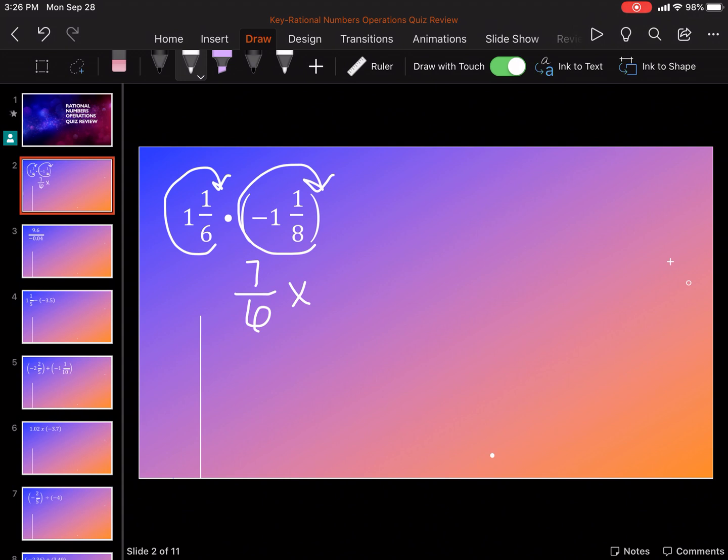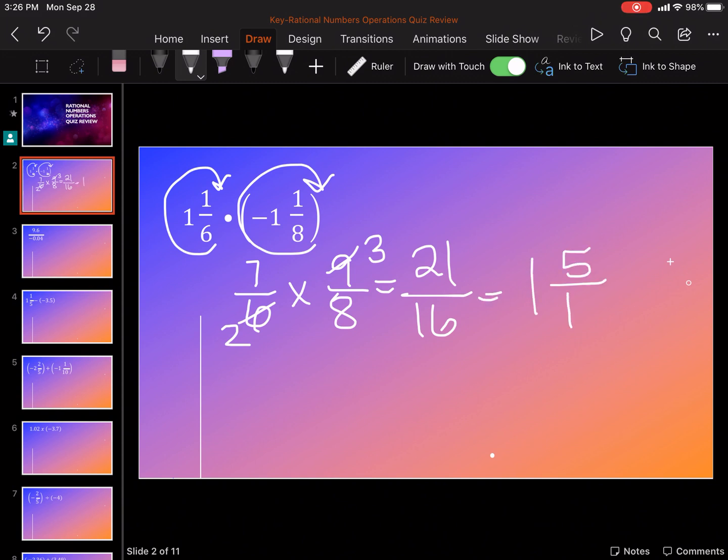Cartwheel this one around, 9/8. I'm going to cross simplify, divide both by 3. 7 times 3 is 21. 2 times 8 is 16. 16 goes into 21 one time with 5 left over. Denominator stays the same. Sleeping dog, we've got 2 negatives, which becomes one negative and one positive. So our negative answer is 1 5/16.